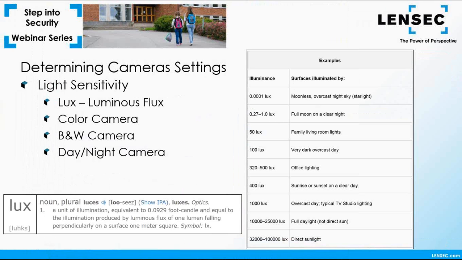A given amount of light will illuminate the surface more dimly if it's spread over a larger area. So, illuminance is inversely proportional to area. Specifications for video cameras usually include a minimum illuminance level in lux. The lux is the measurement at which the camera will provide a satisfactory image. A camera with a good low light capability has a lower lux rating.